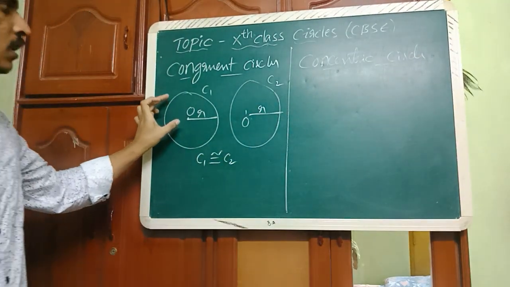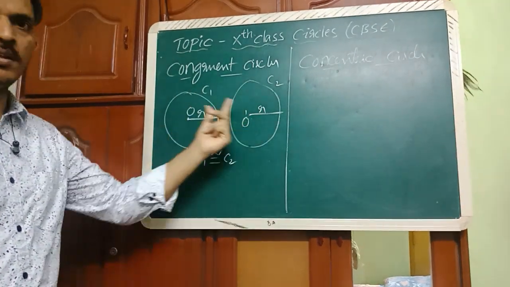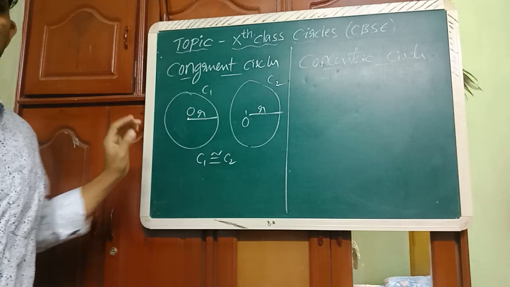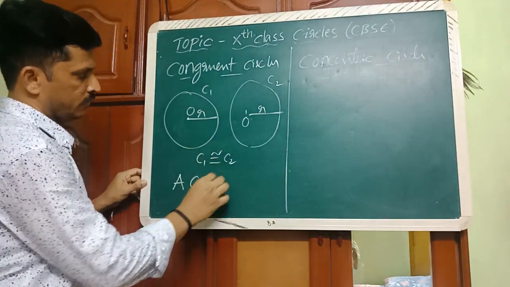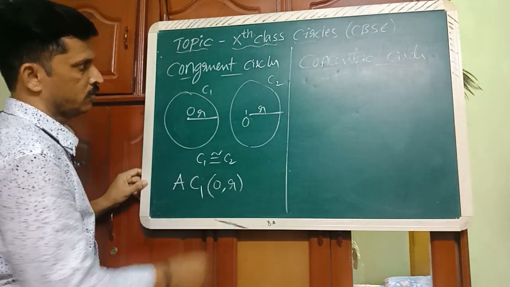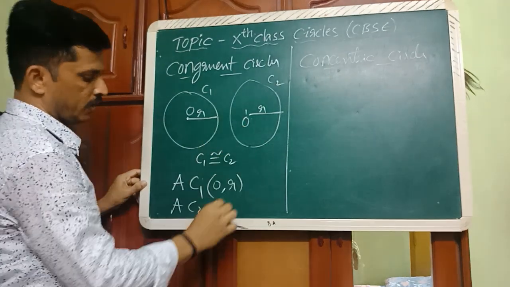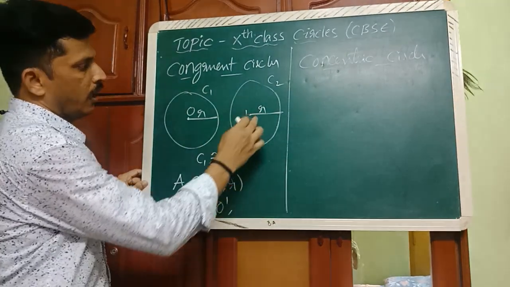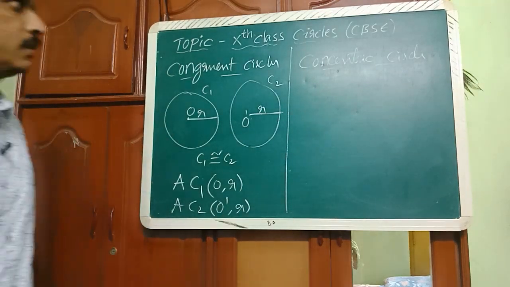So what is the definition? If two circles have the same radius and two different centers: a circle C1, center O, radius R, and a circle C2, center O dash and radius R. So this is about congruent circles.